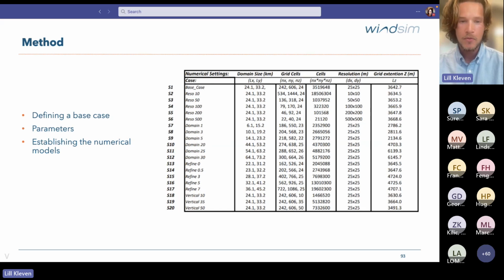The last parameter was the vertical resolution. In the base case, it was 25 layers, like the default value in WindSim 12. And it ranged from 10 to 50 cells in the vertical. And all the vertical distributions were geometrical.